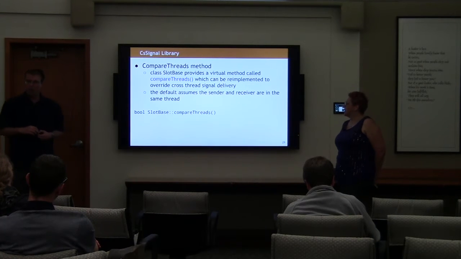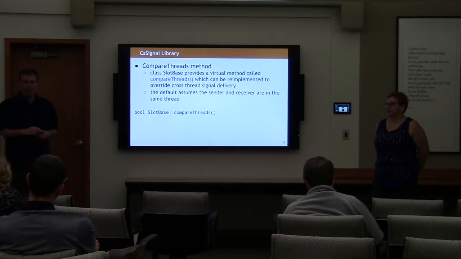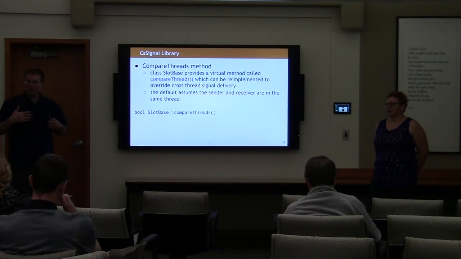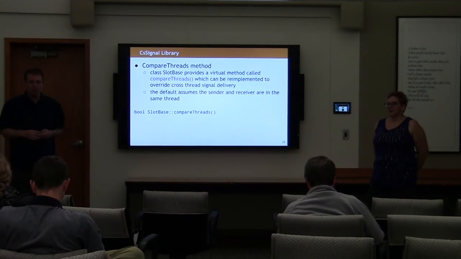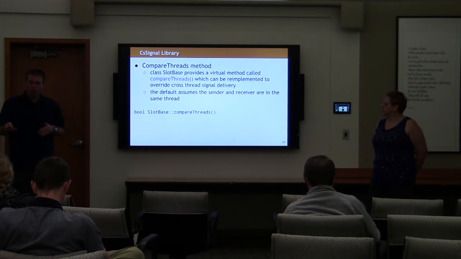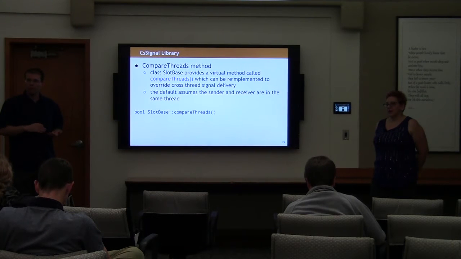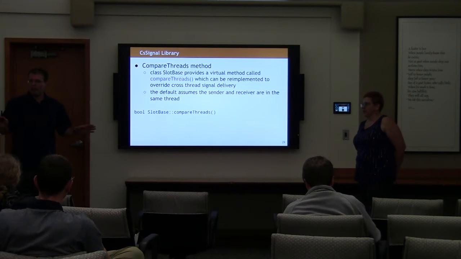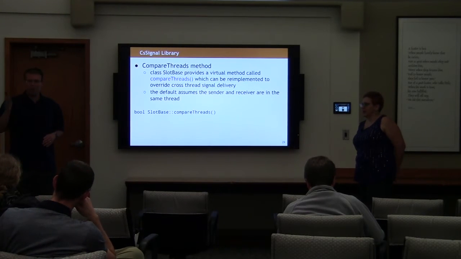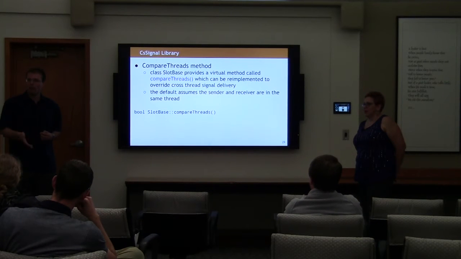The other thing you have to implement is compare threads. And this is only needed if you are using the default auto connection type, because we have to be able to ask, am I in the correct thread to deliver this signal to the receiver? So compare threads is called from the sending thread in the receiver object, and it returns true or false based on whether that signal should be queued. And if you implement those two methods, you can use this signal library with any existing threading system that you have, be it Microsoft Threads, POSIX Threads, C++11 Threads, whatever you like.